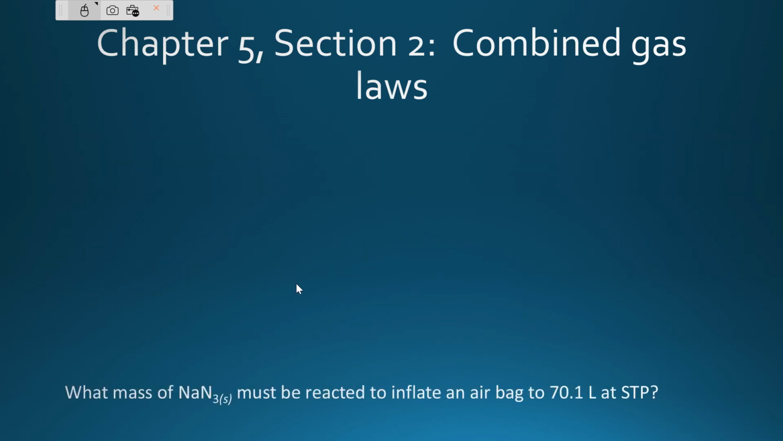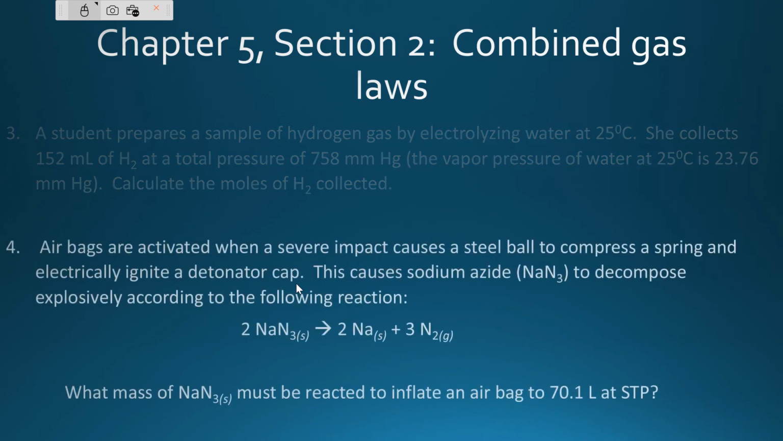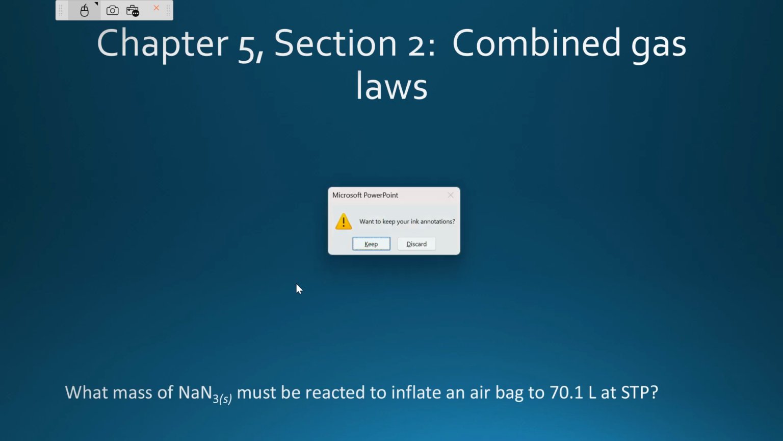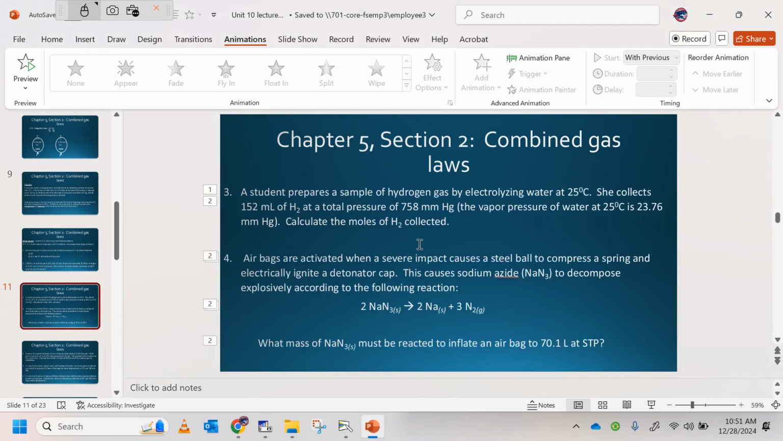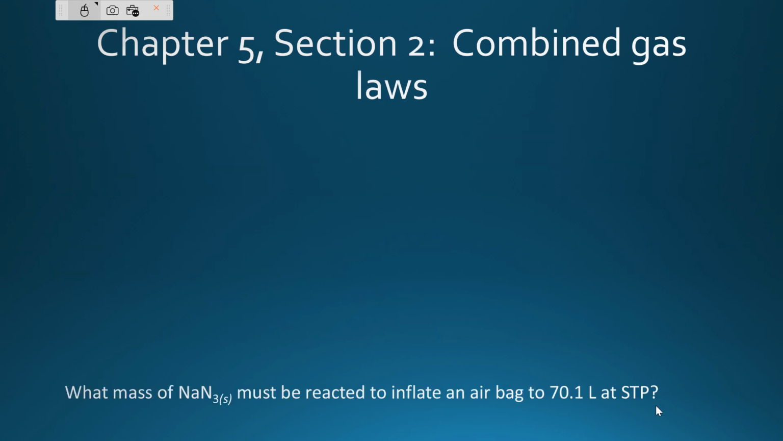All right, so we see that, whoops, I don't know why that's cutting out. Airbags are activated, and I see that when a severe impact causes a steel ball to compress a spring and electrically ignite a detonator cap, this causes sodium azide to decompose explosively according to the following reaction. And I'll write that equation on there. Ultimately, we need to know how much of this sodium azide, with 3 nitrogens, must be reacted to inflate an airbag to 70.1 liters. Okay, so that's the problem, what mass must be there.